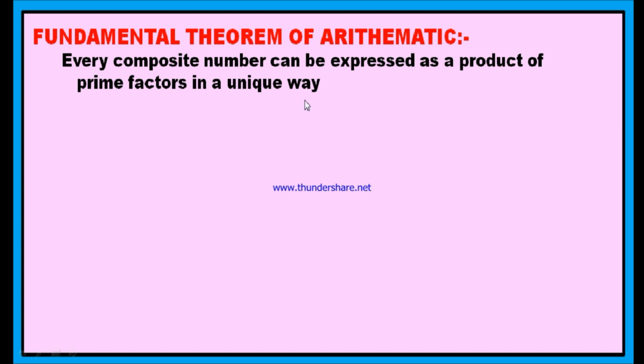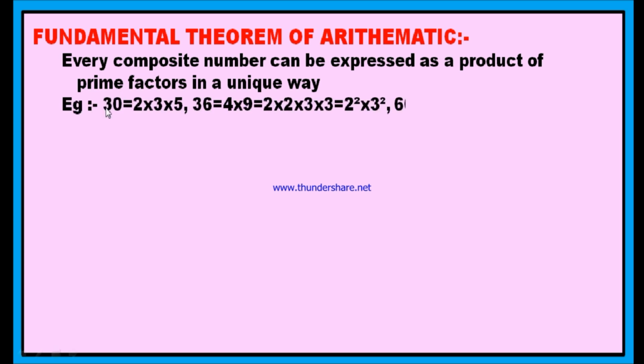Now let us try to understand this statement with a given example. If you look at this example, 30, you can write 30 as 2 into 3 into 5. 2 times 3 is 6, 6 times 5 is 30. You see, you can write 30 as the product of three prime numbers. 2 is a prime number, 3 is a prime number, and 5 is a prime number. You can write 30 only in this way, and you cannot write 30 in any other way as the product of prime numbers only.